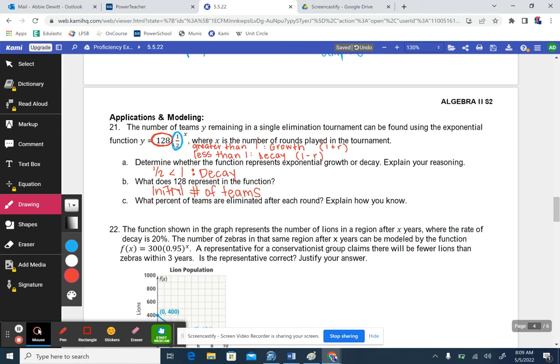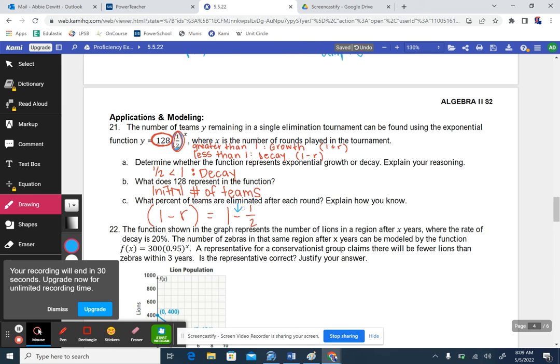And what percent of teams are eliminated after each round? Common sense would tell you that it's 50%, if you know anything about sports. But let's use the equation we have up here for decay, 1 minus r. What am I subtracting from 1 to get to 1/2? 1 minus 1/2 is 1/2. Inside my parentheses I got 1/2, so I subtracted 1/2 from 1. This means decay because I'm subtracting the 1/2. What is 1/2 changed to a percent? 50%.